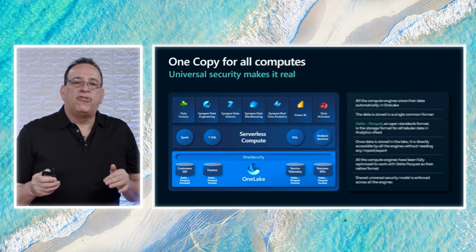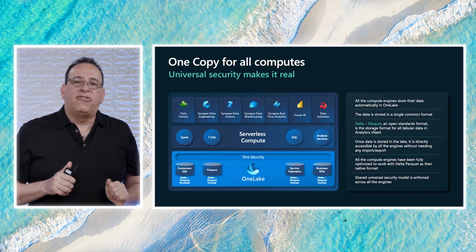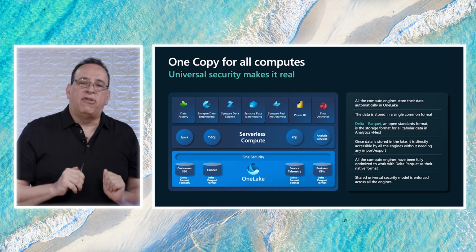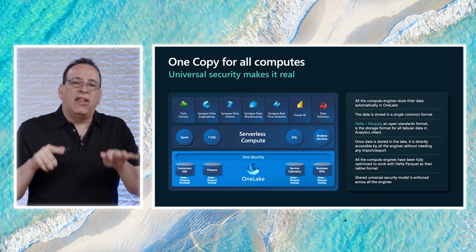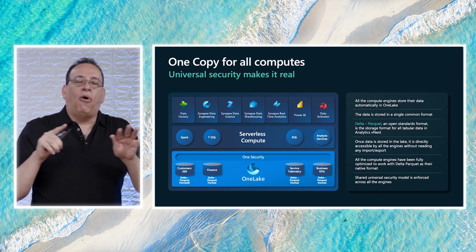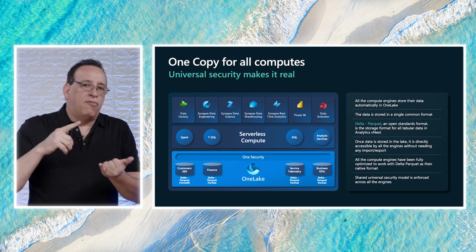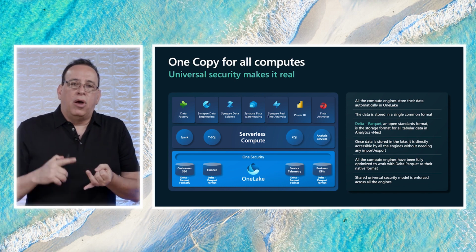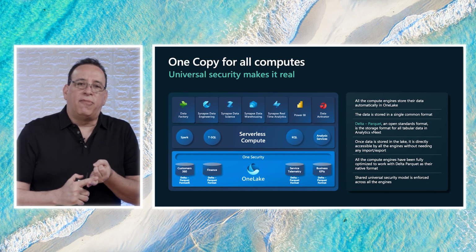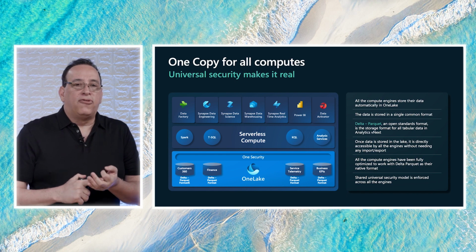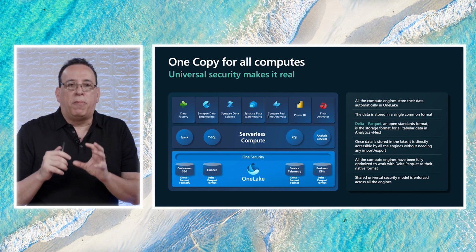So we are also introducing one more layer, which is the one security layer. You define the security one time for every piece of data. That security is stored in the lake, enforced uniformly across all the compute engines. So we have one lake to store all your data, one copy where all the engines are sharing the exact same format of the data, and one security definition that is enforced uniformly. So we're going to see this concept of one copy in action.